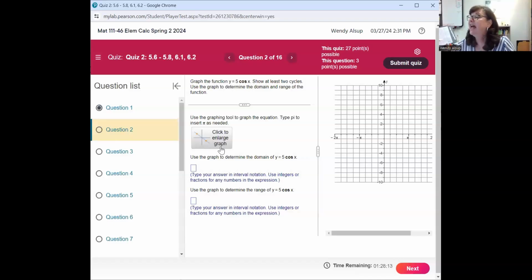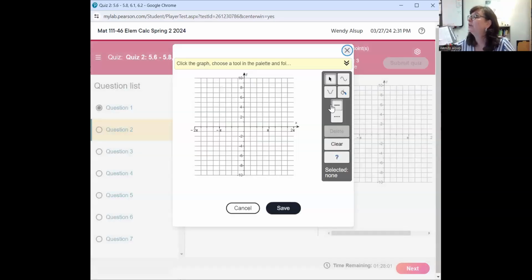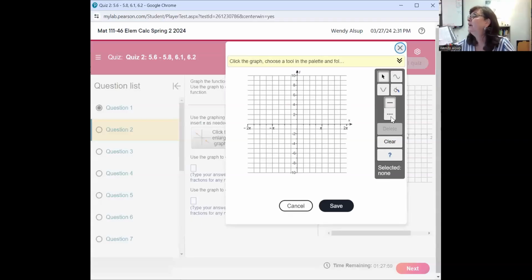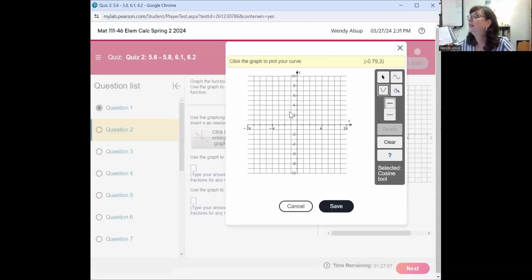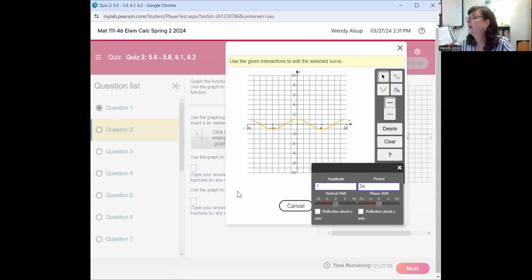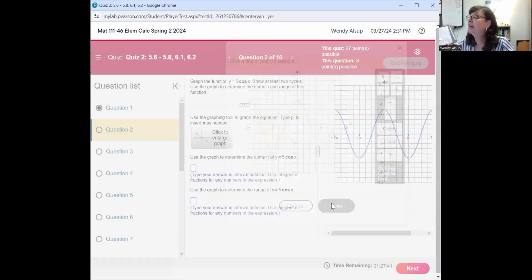5 cosine x. I'm going to click here, enlarge my graph, and then after I graph it, use the graph to decide the domain and the range. I only have an amplitude change here. My amplitude here is going to be 5. I was doing cosine. Here's your cosine tool. Click anywhere. That's your basic cosine, but I have to switch my amplitude here to 5. And that should do all I need. That's correct now. Phase shift, period, none of that changed.